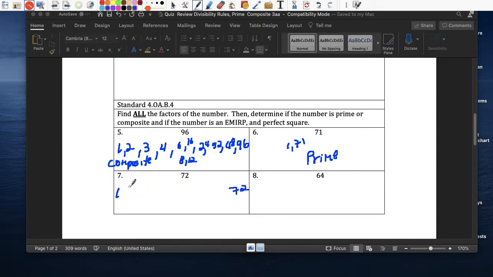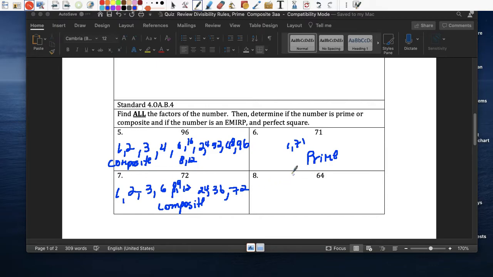72. Ooh, that has a lot. 1 is 72. 2 and 36. Let me put commas. 3 and something, 24. 5 is a no. 6 and 12. And then 8 and 9. So this is definitely composite.